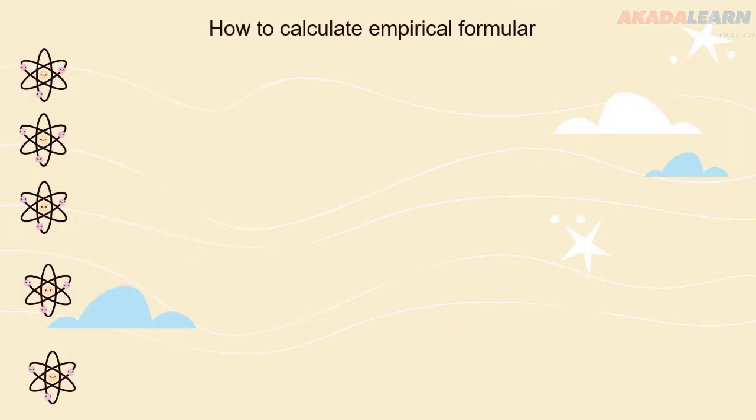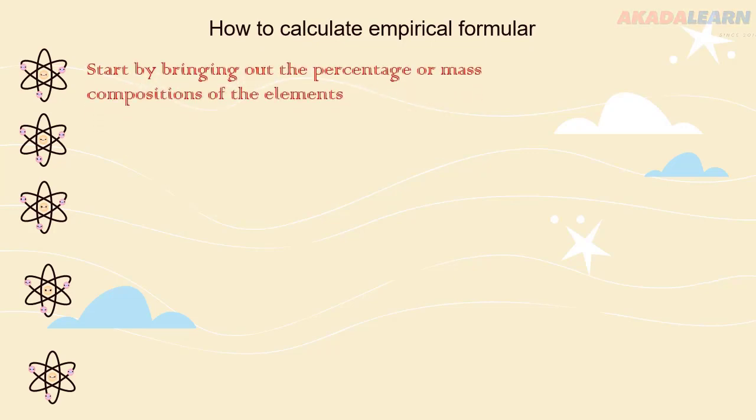Let's look at these simple steps that we can use to calculate empirical formula. The first thing you will do is to start by bringing out the percentage or mass composition of the elements in the question. A good example is this one now. In the question, carbon has 85.7%, while hydrogen has 14.3%. It might not always be percentage. Sometimes they will give you in masses. So they will say 85.7 grams and 14.3 grams. But in this our question, they are saying 85.7% and 14.3%.